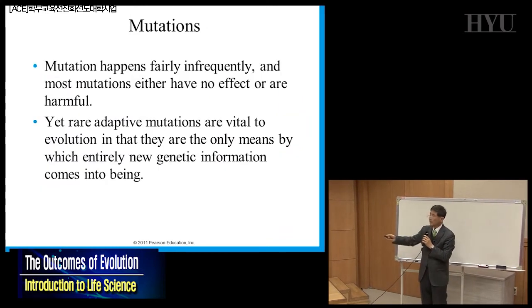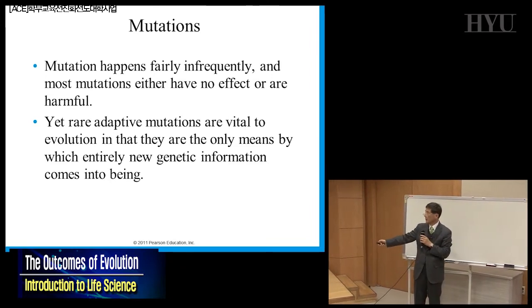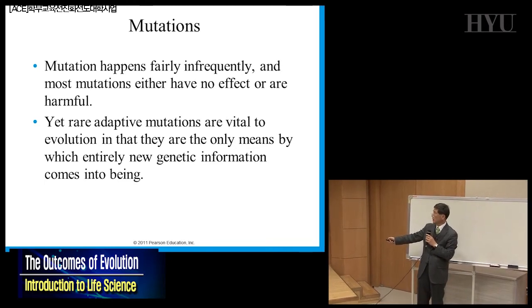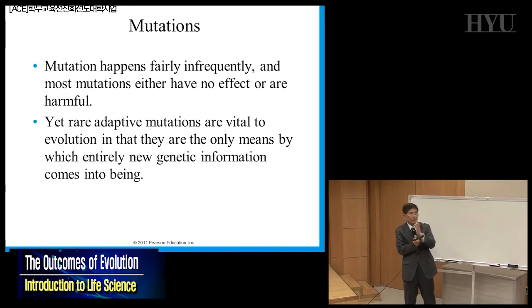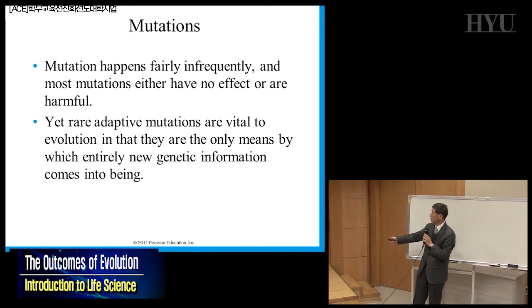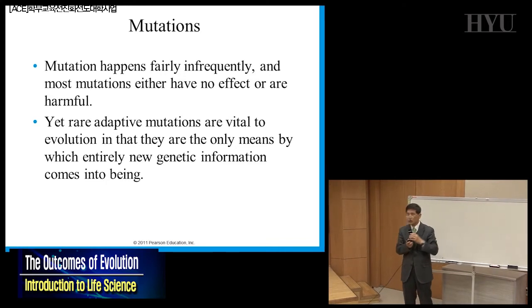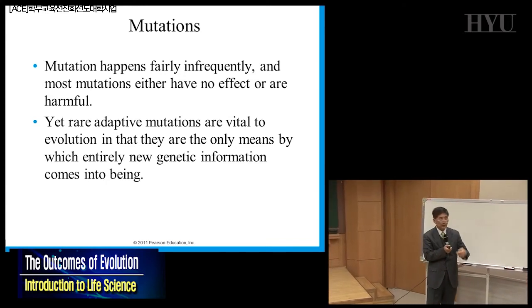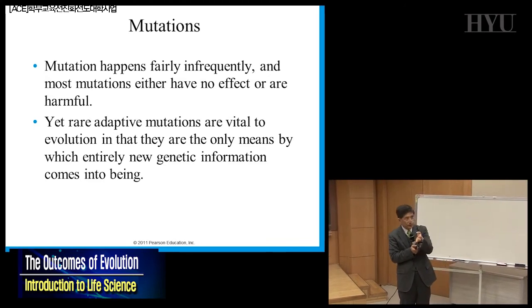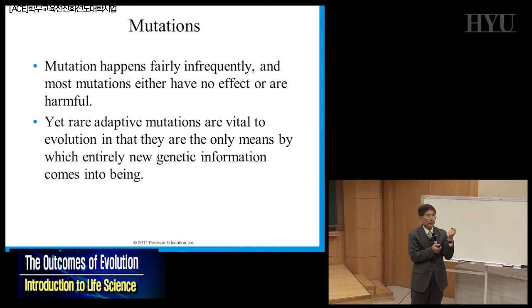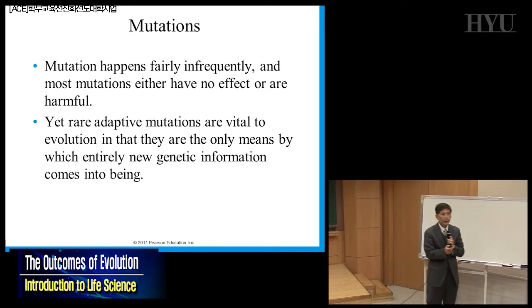So mutation happens fairly infrequently. You don't have to worry about it too much. Most mutations either have no effect or are harmful, but rare adaptive mutations are vital. Without those mutations, without changes in the DNA information, there's no evolution. They are the only means by which entirely new genetic information comes into being. In other words, in order to make a difference, you have to change the DNA sequence. All right, got it?